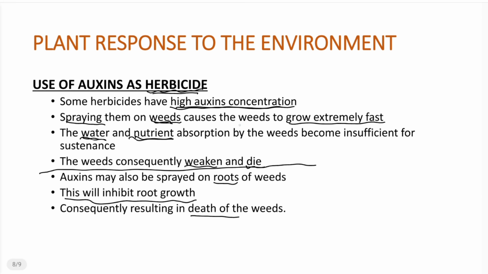When you spray them on the shoots, they grow extremely fast. When they grow extremely fast, the uptake of water as well as the nutrients is going to become insufficient, and therefore the plant is going to become weak and die. What if we spray these herbicides on the roots? Well, the same is also going to happen. This is simply because the roots are going to grow extremely slowly, and as a consequence, there's not going to be enough water and nutrients that are going to be absorbed by the plant.